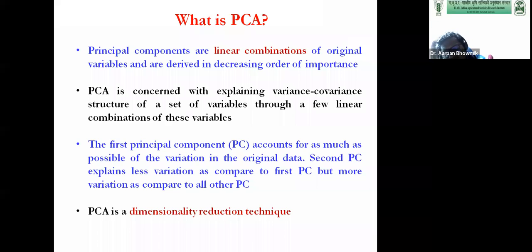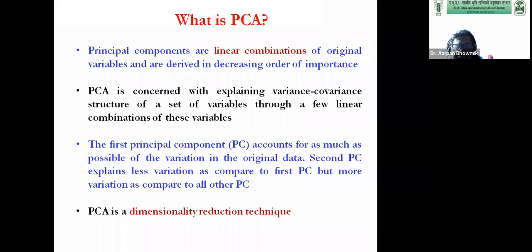Generally, the first 1 or 2 principal components are sufficient, but from the social science point of view, as far as my practical experience is concerned, I have found that the final interpretation should be done based on at least 4 or 5 principal components, because in social science 60 to 65% variation is enough. You will not get more variation than that. 60 to 65% is enough in social science.